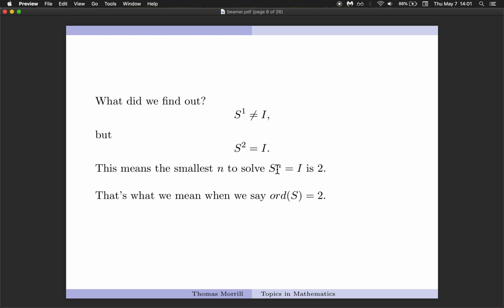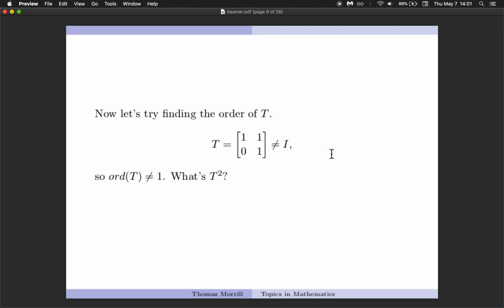But 2 is the smallest power that solves this equation. So the order of S is going to be 2. It has a finite order. Now, the other thing that could happen is that we could end up with a group element where this equation has no solution. So with that in mind, let's look at the matrix T.